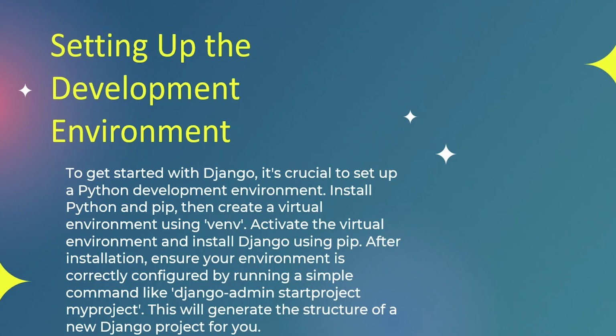Okay, so to get started with Django, it is very crucial that you set up a Python development environment. You need to first install Python and pip. Then you need to create a virtual environment using venv. All this we are going to learn in our class, but I'm just saying so that you guys get a basic idea. First you need to install Python, then you have to install Django as well using pip install.